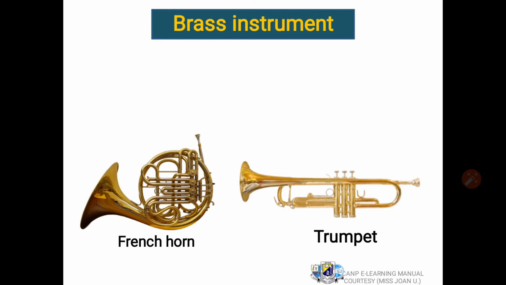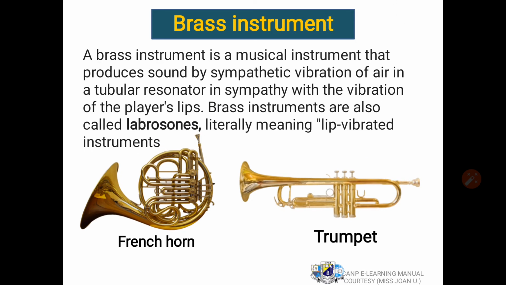Now let's look at the brass instrument. The brass instrument is a musical instrument that produces sound by sympathetic vibration of air in a tubular resonator in sympathy with the vibration of the player's lips. Brass instruments are also called labrosones, literally meaning lip-vibrated instruments. So there's a way you blow some instruments like this trumpet. You see people blowing them, you see the occasions they use them for. That's why the word sympathetic is there.